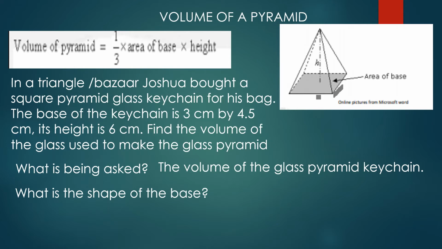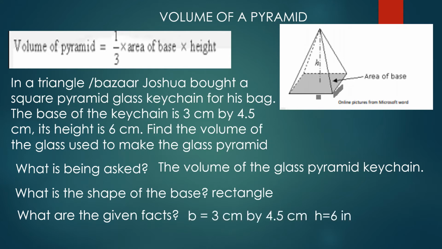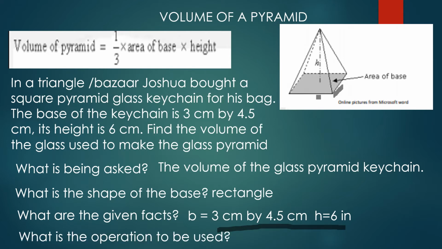What is the shape of the base? Rectangle, no? What are the given facts? The base is 3 cm by 4.5 cm and the height is 6 cm. Yan yon. What is the operation to be used? The formula for the volume of pyramid. So let us have the solution, and the formula for finding the volume of pyramid is volume of a pyramid equals 1/3 base times height, or volume of pyramid equals 1/3 times length times width times height.